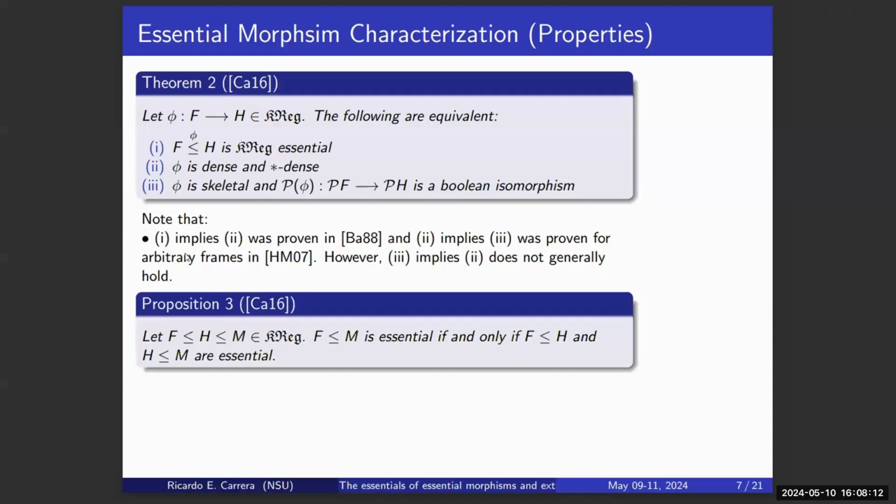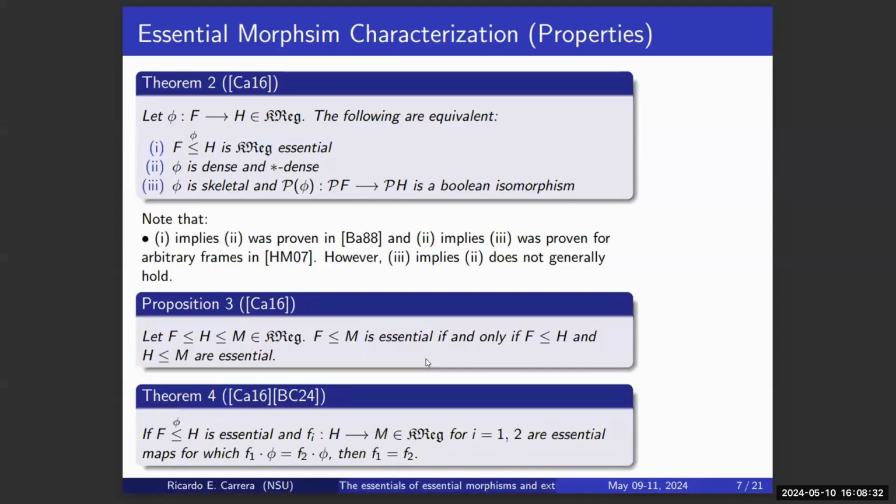Another thing that this category has that's very nice is the factorization properties of essential maps. For example, if H is an extension of F and M is an extension of H, then M is an essential extension of F if and only if each of the factors happens to be an essential extension. In addition, one also has that the essential maps are actually epimorphisms with respect to essential maps.